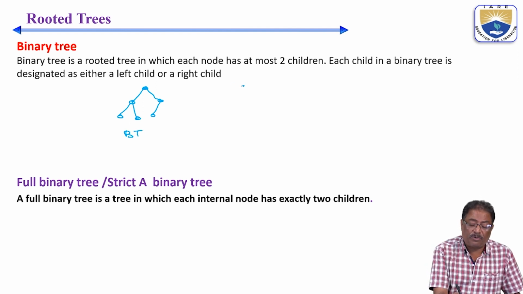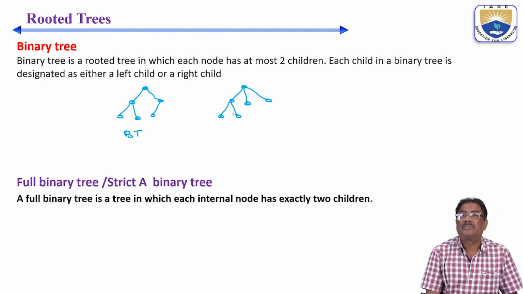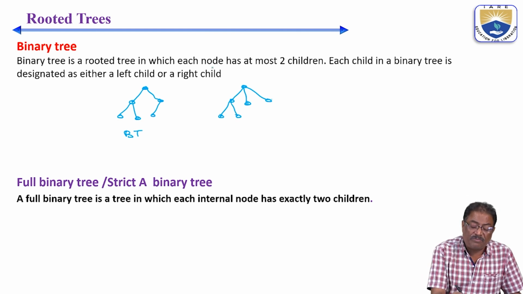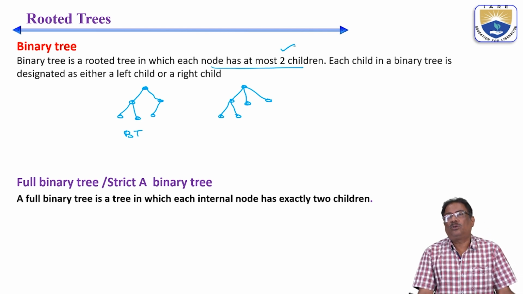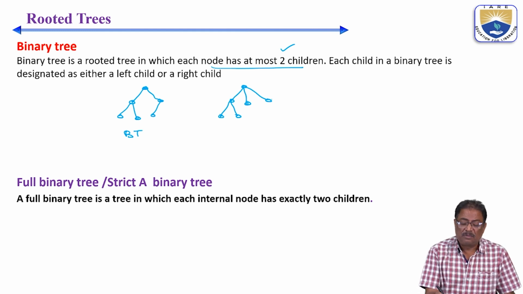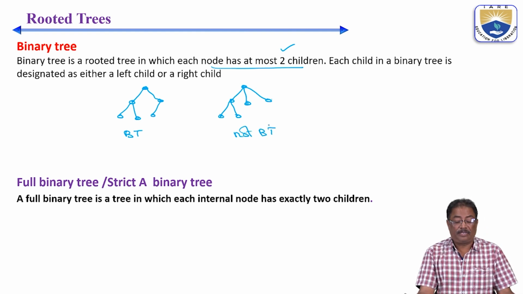Suppose in another tree this node has three children and this has two children. Here each node is supposed to have at most two children, but this one has three children. So it is not a binary tree.